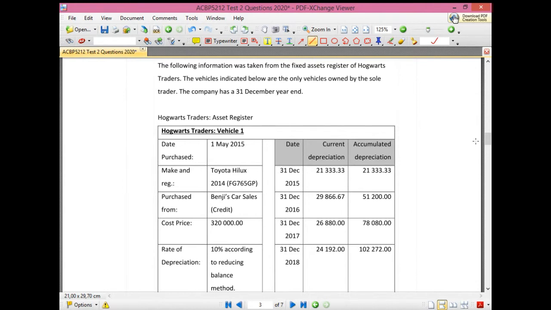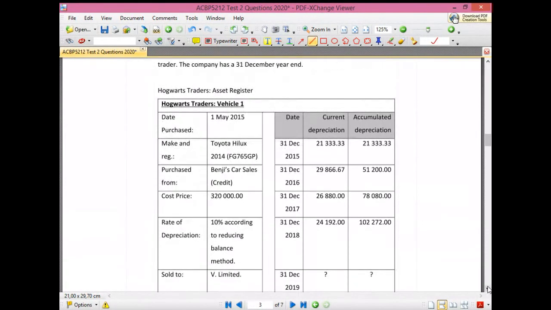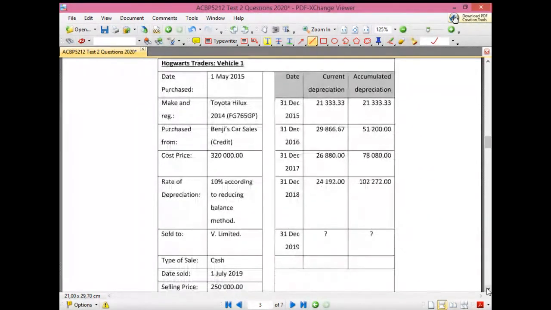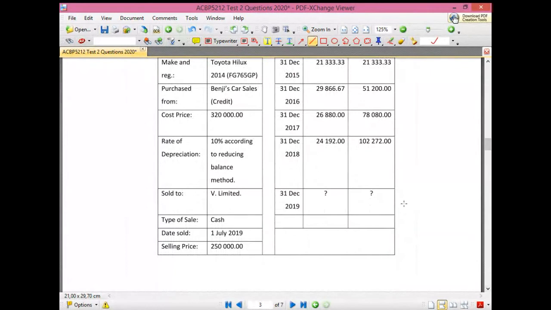It shows you what depreciation method is applied. Then what you would see on the right hand side, they've got the current depreciation, accumulated depreciation. So your asset register shows you each year's depreciation charge for that vehicle as well as the accumulated depreciation. Now that is adding every year's depreciation together to get to a cumulative amount. And then the year that you have to calculate, you will see that they have indicated that as question marks so that you have to physically go work it out.